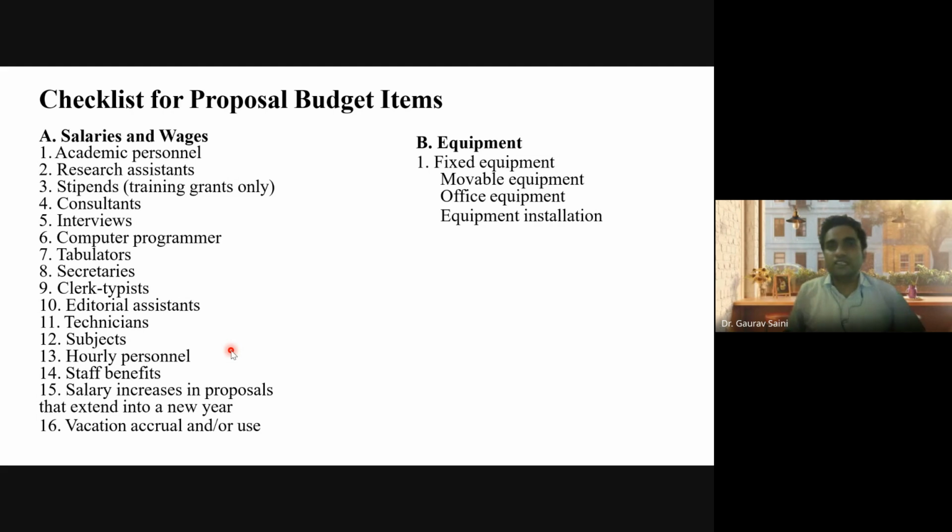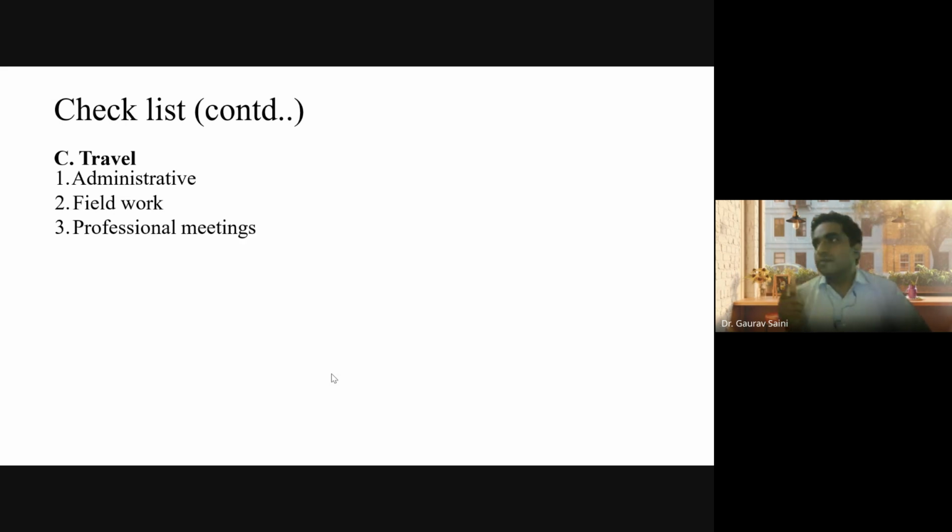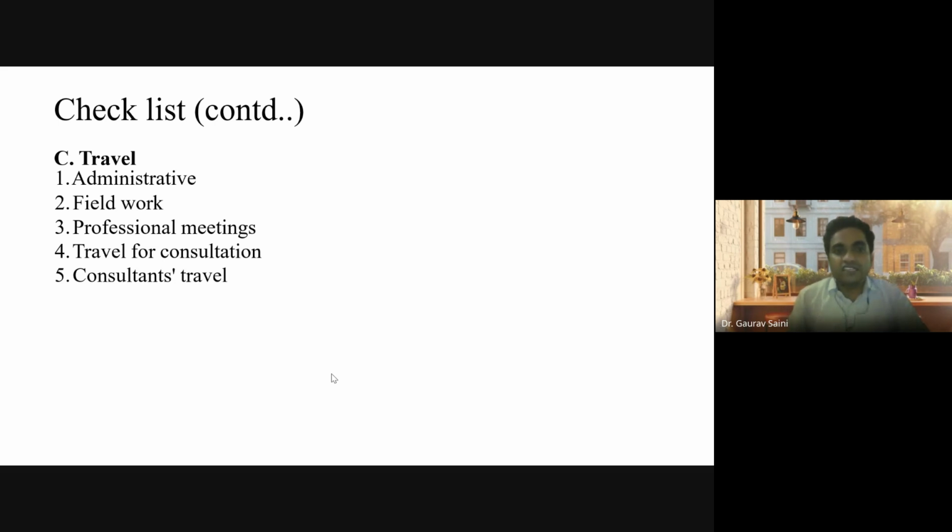The next part is equipment: fixed equipment, movable equipment, office equipment, and equipment installation, because that also requires some kind of funding. Next is the travel part. You have the administrative part, the field work, and you may have professional meetings, conferences, and international travel. You need the travel budget for that also, and travel for consultations with other authorities and experienced people to discuss various issues, and consultant travel, because some consultants may travel to discuss ideas for a solution to your proposal. That can also be covered in the travel part.